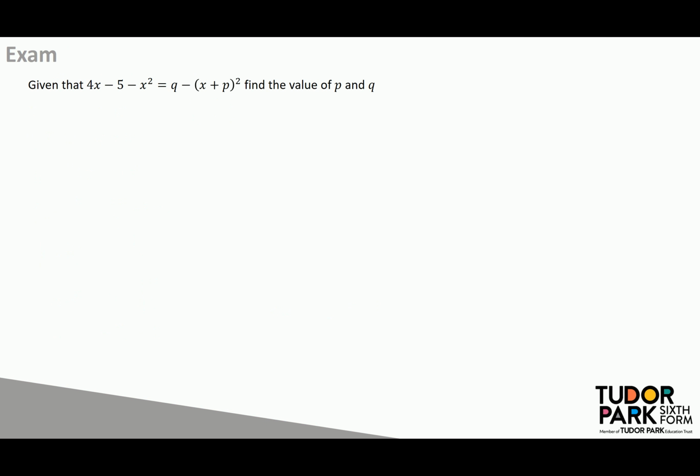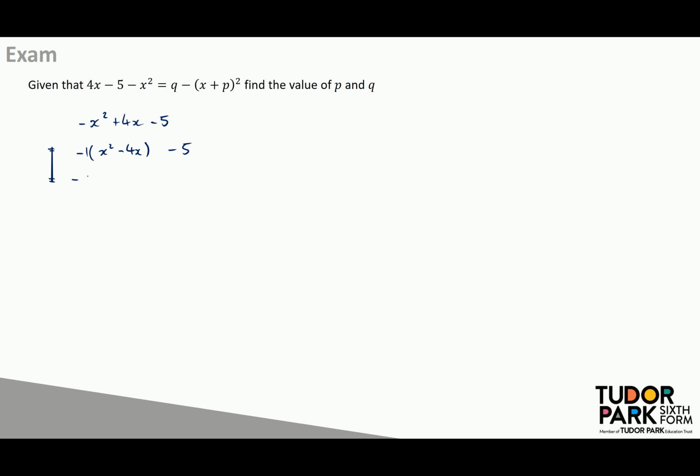Let's finish off just by having a quick look at an exam question. So I'm looking at something here which isn't telling me to complete the square, but I can see a completed square version in it. So what I'm going to do is start off by rewriting my first side as x squared plus 4x minus 5. I'm going to factorise out the minus 1 from x squared and the positive 4x, and then still leave the minus 5 as is.